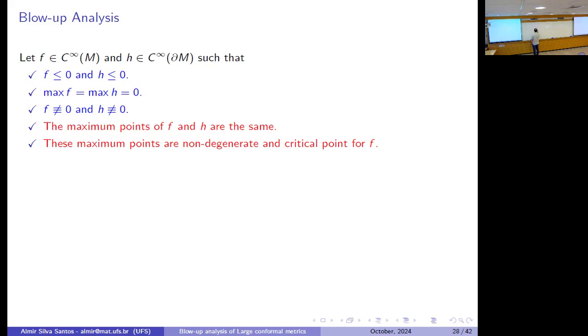Is the maximum point, right? And also, this max point is non-degenerate. The second derivative at this point is not zero, and it's also a critical point for f. Since f is defined on the manifold with boundary, we consider that the maximum point is critical.